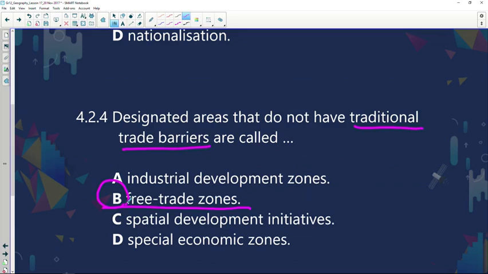A special development initiative is, for instance, when we develop areas where people don't need to move away from the areas, so basically we need to stop rural-urban migration.